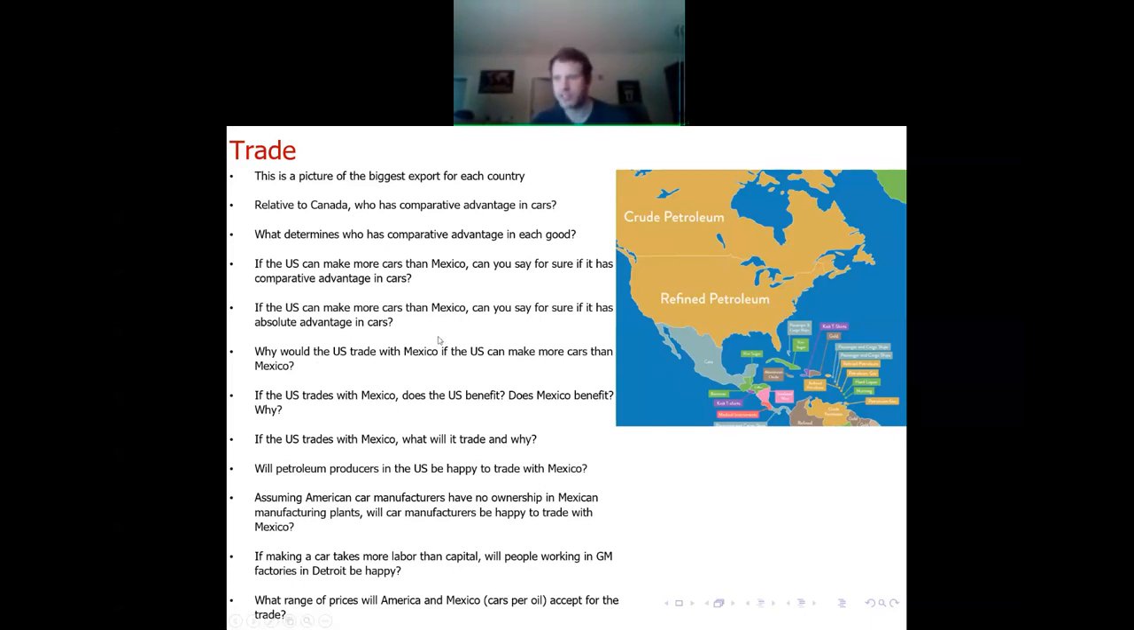How would the US trade with Mexico if the US can make more cars than Mexico? Okay, also an absolute advantage question, right? The US probably can make more cars than Mexico, but they would still rather trade petroleum for cars because that's where their relative comparative advantage lies. So you always want to trade based on comparative advantage, not absolute advantage.